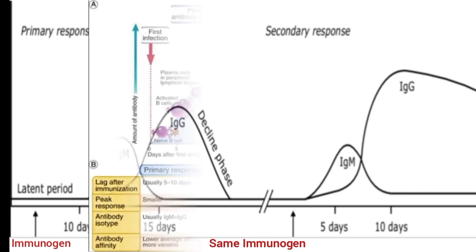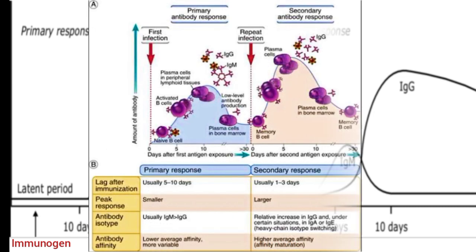The primary response is slow and short-lived, with a long lag phase and a low titer of antibodies that do not persist for long. However, the secondary response is prompt, powerful and prolonged, with a short and negligible lag phase and a much higher level of antibody that lasts for a long period.